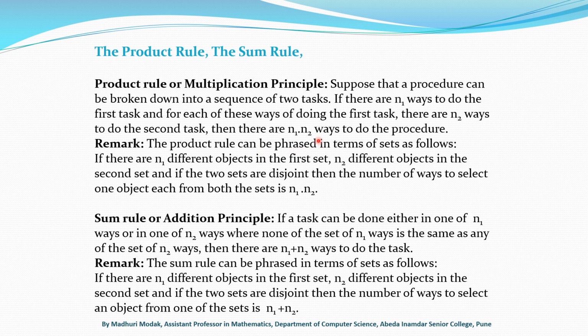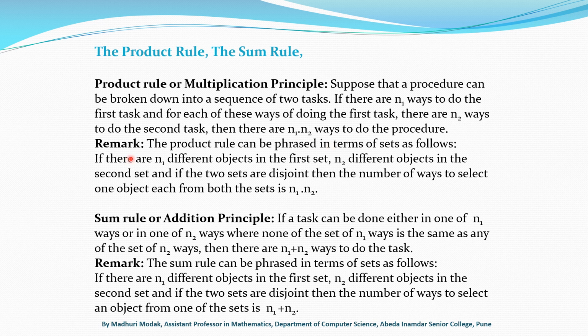See, the entire procedure or method is divided into a sequence of two tasks. Now to do the first task, there are n1 ways, and for each of the ways of doing that first task, again there are n2 ways to do the second task. Then there are n1 into n2 ways to do the procedure.